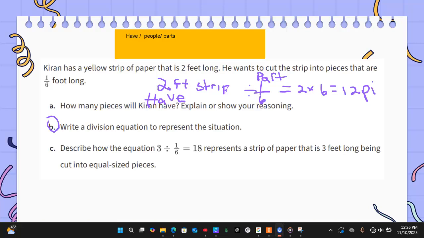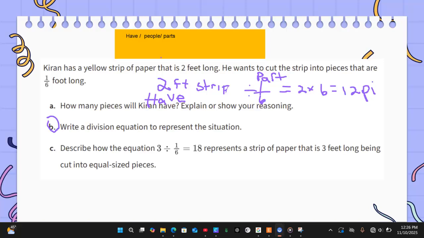Now you can go ahead, it says describe how the equation 3 divided by 1/6 equals 18 represents a strip of paper that is 3 feet long being cut into equal sized pieces. All this is a statement. How do you see it? What did you have to do? Tell me how you solved it. Okay, go ahead and take a moment and do that.